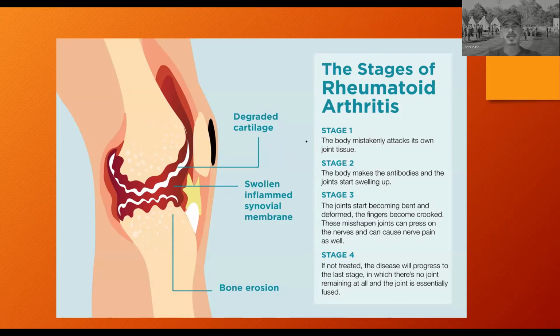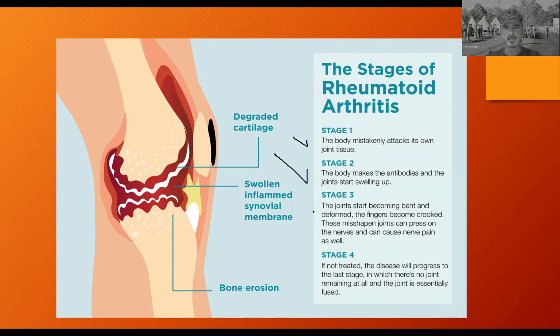The body mistakenly attacks its own muscle joint tissue, and then it manufactures antibodies to attack that cartilage. And when it attacks that cartilage, it causes inflammation in that joint, and the joint will swell up, especially in knees, finger joints, any joint in the body. If your joint does have a synovial area, the synovial packet that I showed you last week on the knee joint, it'll cause that to swell. It causes bone erosion. Eventually, it's going to be bone on bone, which is not fun at all.